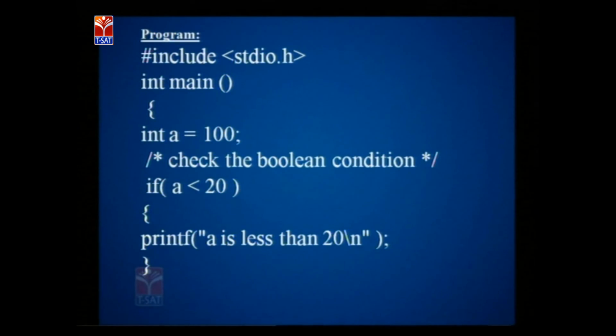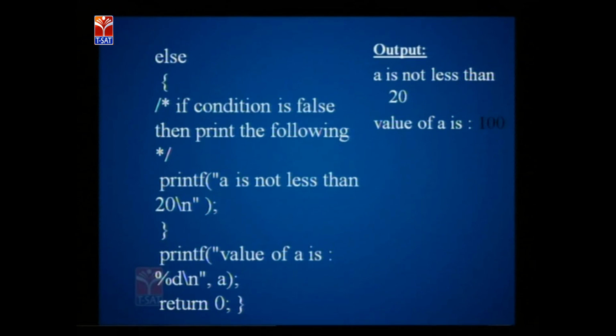And coming to the program, as we all know, it includes the standard input and output header file with a main declaration, and we have assigned a value 100 to the variable a. And the condition given is that a is less than 20. So if we replace a with the value 100, we get the actual condition. And so if it is true, the printf prints the message a is less than 20.